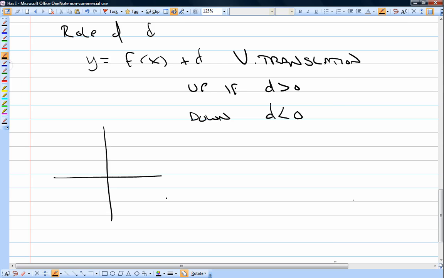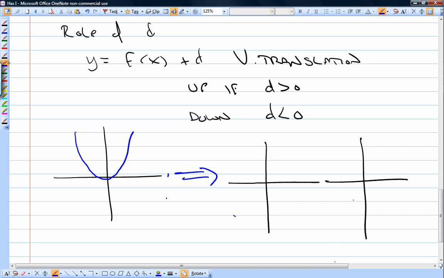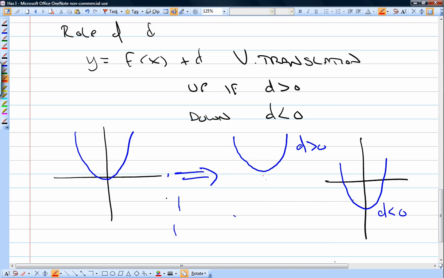So again, if we started with this sort of thing, we would end up with the graphs. D greater than 0, d less than 0. And this distance in here would be d. And this distance in here would be d down. Okay.